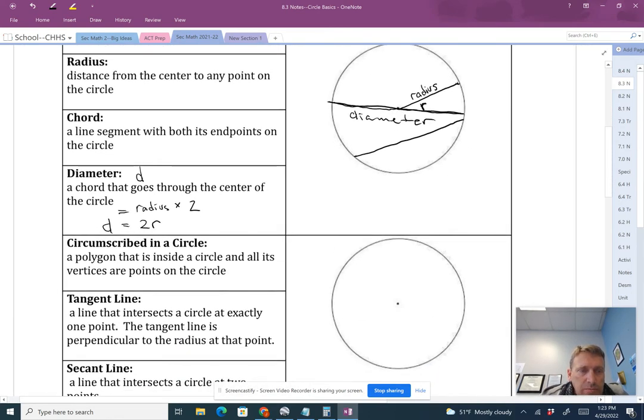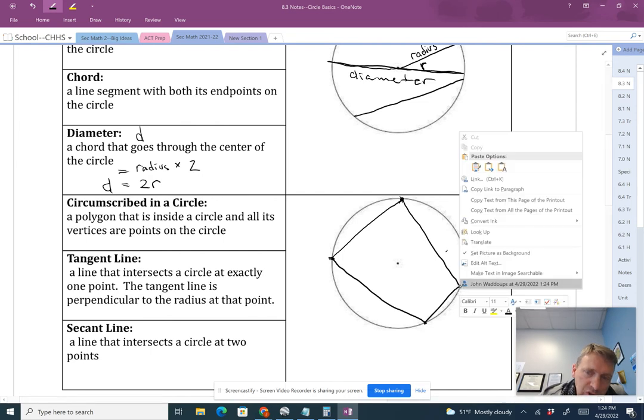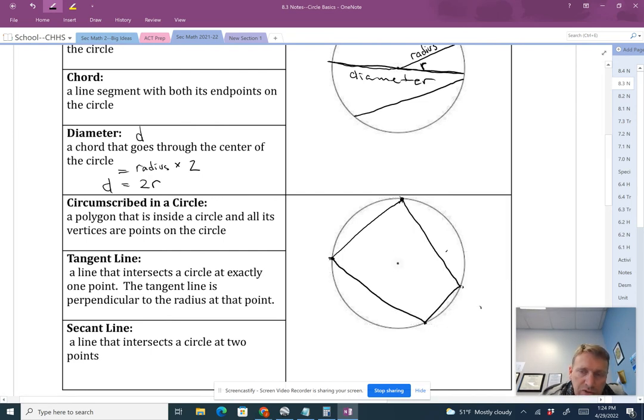All right, inscribed in a circle: a polygon that is inside a circle and all its vertices are points on the circle. So it might look like a triangle, like that, or it might look like a quadrilateral, something like that, or any number of points that you want. But if it's inside the circle and the points are on the circle, then it is said to be inscribed. It's inside the circle. Inscribed, not circumscribed.